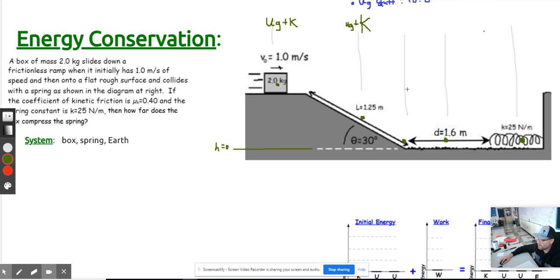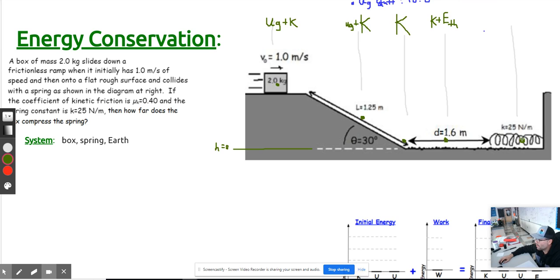And at the bottom of the ramp, I've given up all my UG, and it's turned into kinetic energy. And I haven't started scraping yet. Now, as I go across, it's going to be going to here. And so now I'm going to start losing some of my K, but I'm going to start producing some thermal energy or heat.